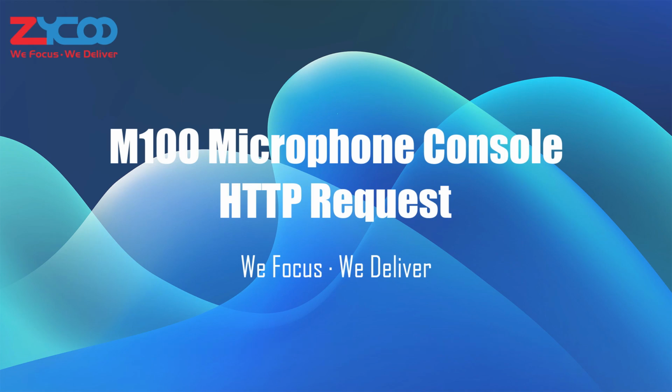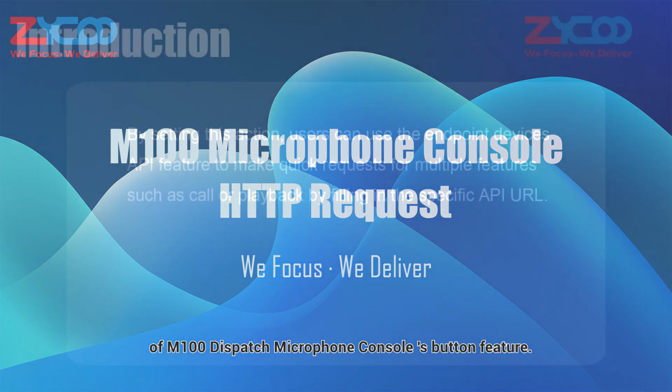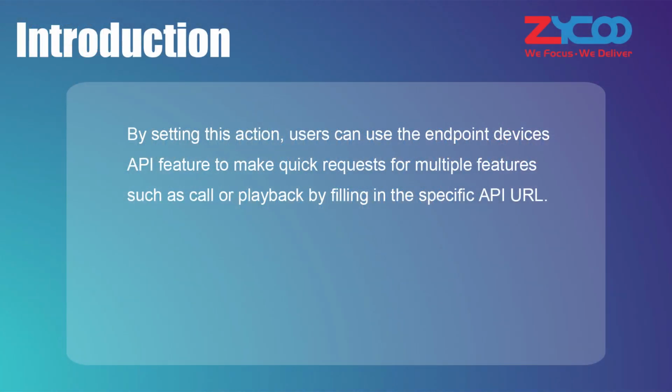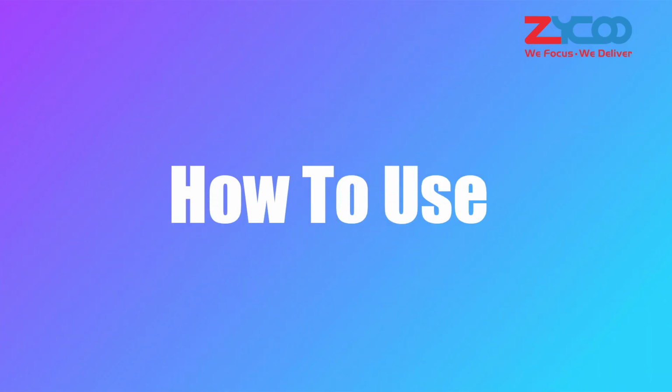In this episode, I will introduce the HTTP request of M100 dispatch microphone console S button feature. By setting this action, users can use the endpoint device's Apple feature to make quick requests for multiple features such as call or playback by filling in the specific API URL. Next, I'll demonstrate how to configure it.